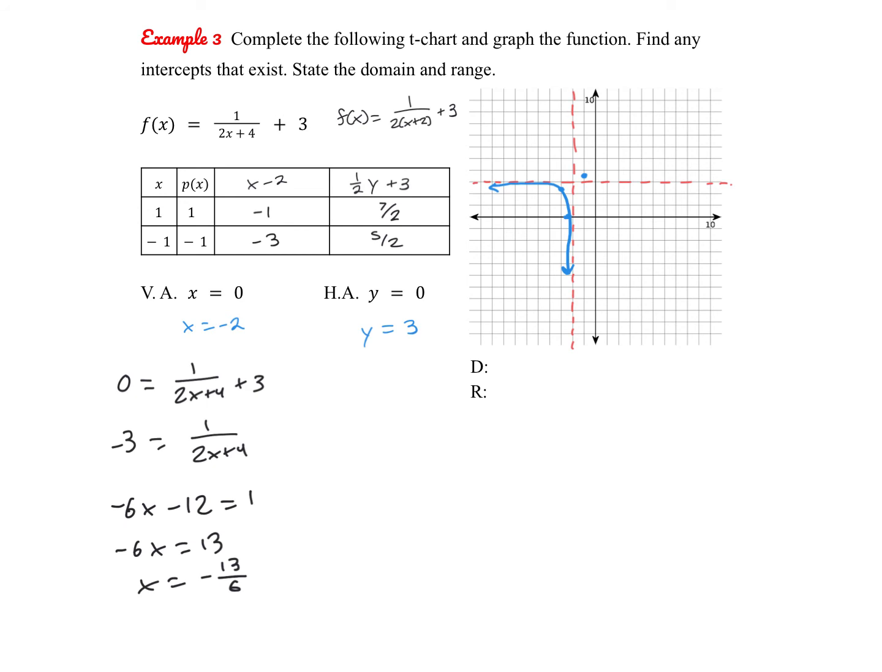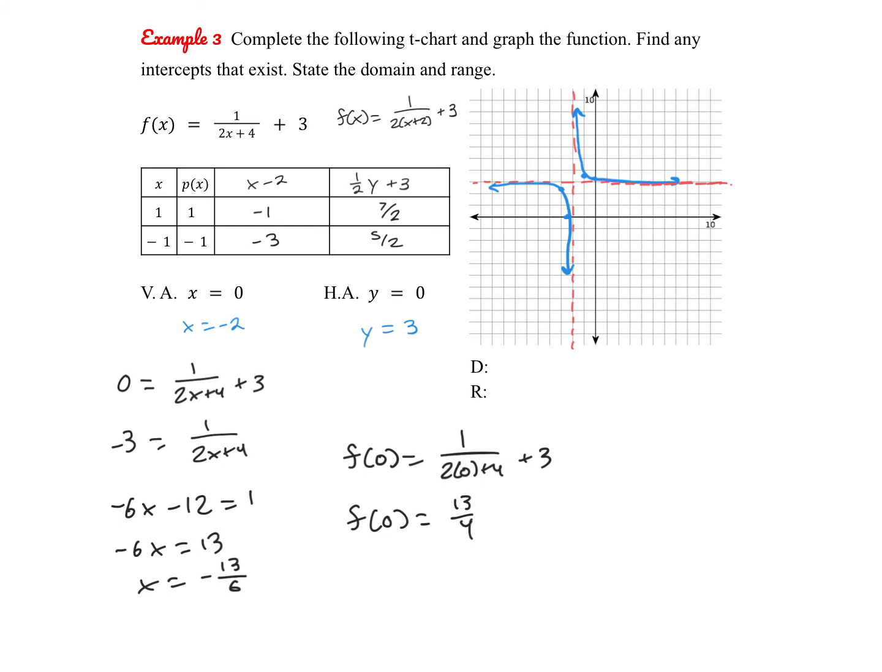And then let's find our y-intercept. So we'll replace x with 0. Oops, 1 over 2 times 0 plus 4, plus 3. So we have 1/4 plus 12/4, so 13/4. So again, it's right around here. So it's just above 3. Again, you just have to estimate where that is on your graph, and we get a graph that looks like this. Again, I know it looks like my graph is touching my horizontal asymptote, but just imagine it's getting really, really close, but never quite touching.